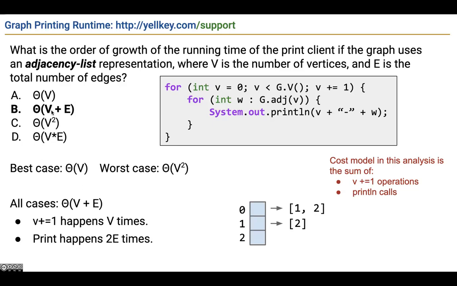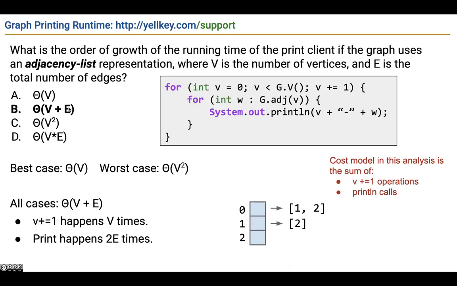Like it's a pretty small class, 1,000 people, but everyone starts to make friends and there are tons and tons of edges. Well, in that case, E starts to dominate, and the V term becomes pretty small in comparison to E. So in that case, looking through these memory boxes is not that slow compared to the fact that all of these lists are gigantic, and I have to look through E edges in total, where E is very large.